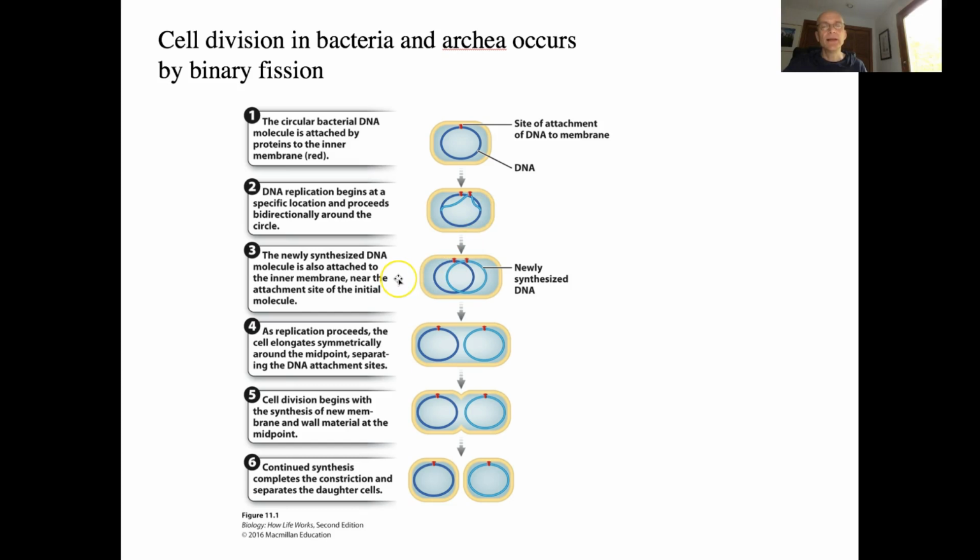At some point, that circle is completely synthesized. The newly synthesized DNA molecule is also attached to the inner membrane near the attachment site of the initial molecule, but they're still both in the same cell. At that point, the cell has to divide so that each cell has only one set of chromosomes. That can occur after the cell has elongated a little bit. You get the formation of two different cells, and in the end, a constriction that separates the two daughter cells.